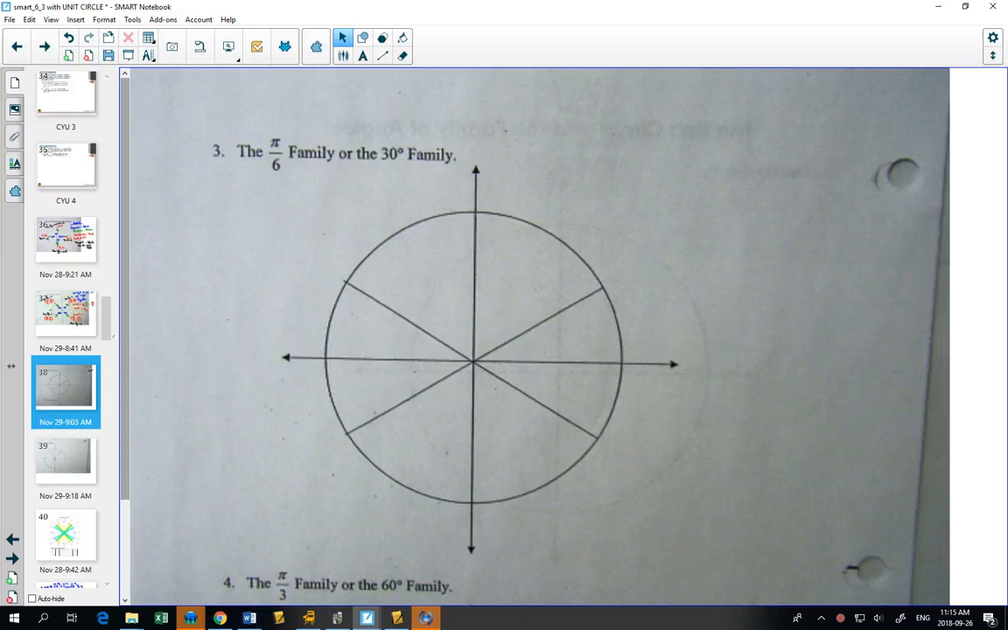And our next family, pi over 6. So we'll start by labeling our degrees. The pi over 6 or 30-degree family is right there.